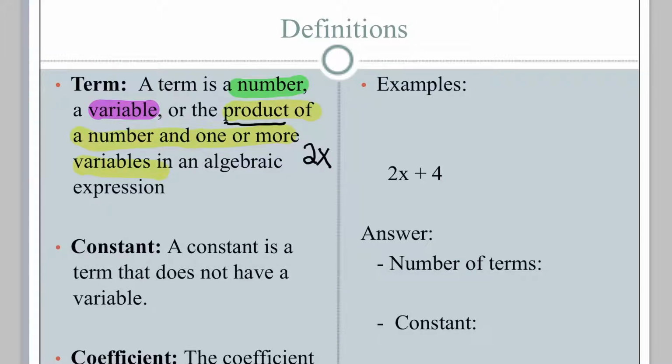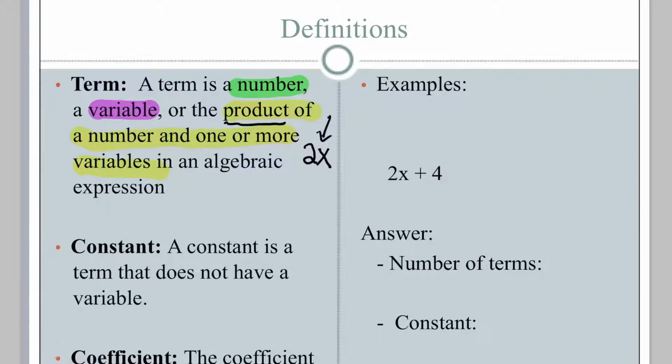And again, when we see a number multiplied by a variable, a lot of times you'll see it in this type of format, 2x, with the multiplication being implied between the number and the variable. If I were to substitute in a number for the variable x, the implication is that we will multiply the number 2 by that variable. So when we see a term, it will either be a number, a variable, or the product or the multiplication of a number and one or more variables in an algebraic expression. So there is a term, a constant.